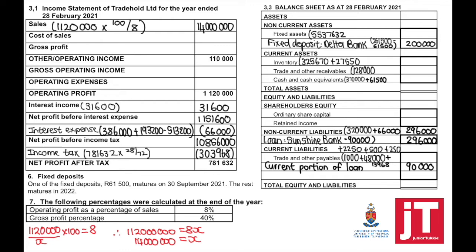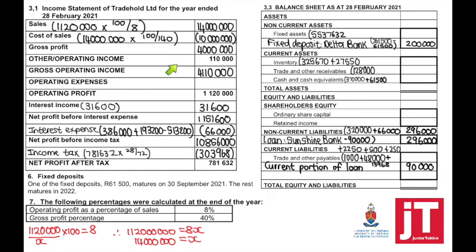To calculate now the cost of sales, we are going to use the gross profit percentage that was given to you, 40%. To work out the cost of sales, it is times 100 divided by 140. Now we can calculate the gross profit. Sales minus cost of sales equals gross profit.